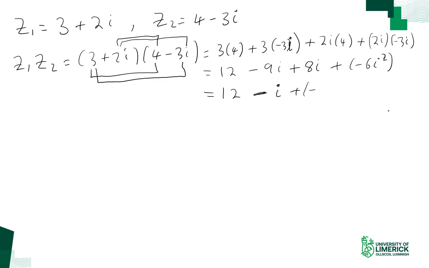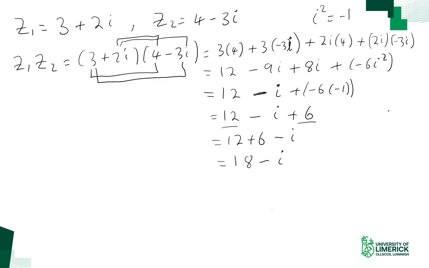minus 6 times i square. We should remember that i square is equal to minus 1. So we'll have minus 1 here instead of i square. So we'll have 12 minus i, and minus 6 times minus 1 is 6. Now we can add the real parts, which are 12 and 6, the parts without the i. So 12 plus 6 minus i, and 12 plus 6 is 18, so the answer is 18 minus i.